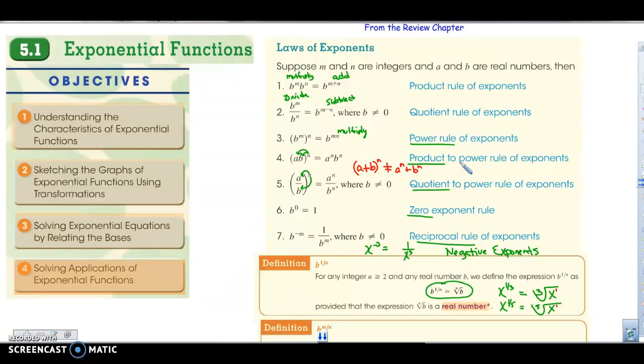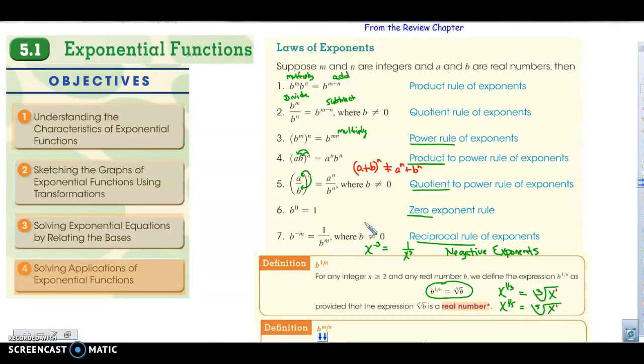The product to a power rule states when we have a product inside of the parentheses and an exponent outside, we can apply that exponent to each of the factors. This does not work when you have addition or subtraction in the parentheses. The quotient to a power rule says when you have a quotient inside the parentheses and an exponent outside, you can apply that exponent to the numerator and to the denominator.